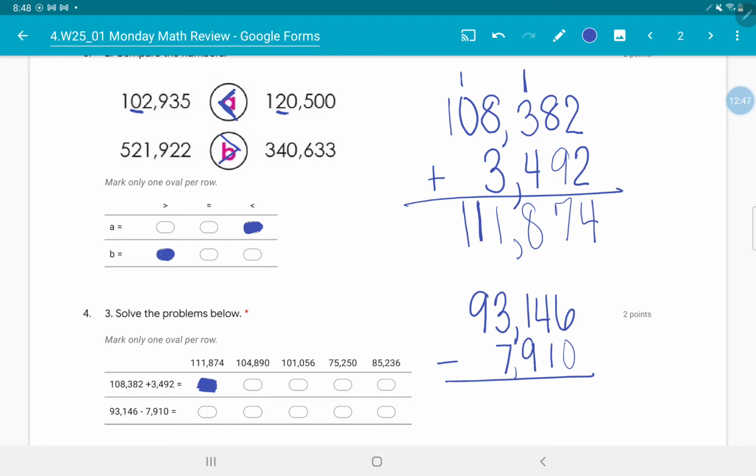What would I do first to solve that, Amy? 6 minus 0. Okay, what is 6 minus 0? 6. Then what? 4 minus 1. And that is 3. Okay. What do I do next? 1 minus 9, but you can't do that, so you're going to borrow from the 3 in the 1,000. Okay, so that leaves me with 2 thousands. And then what do I do to my hundreds?